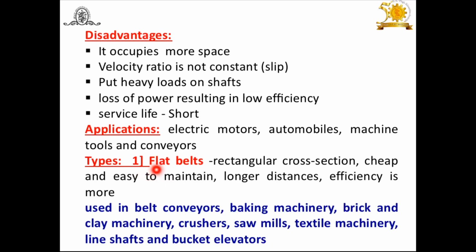Let us consider the first one, the flat belt. A flat belt has a rectangular cross section. It is cheap and easy to maintain, generally used for longer distances, and its efficiency is higher compared with the V-belt drive. It is used in belt conveyors, baking machinery, brick and clay machinery, crushers, sawmills, textile machinery, line shafts, and bucket elevators.